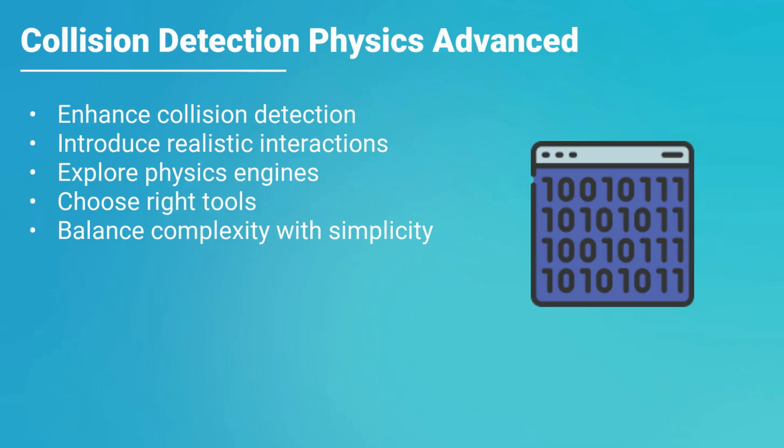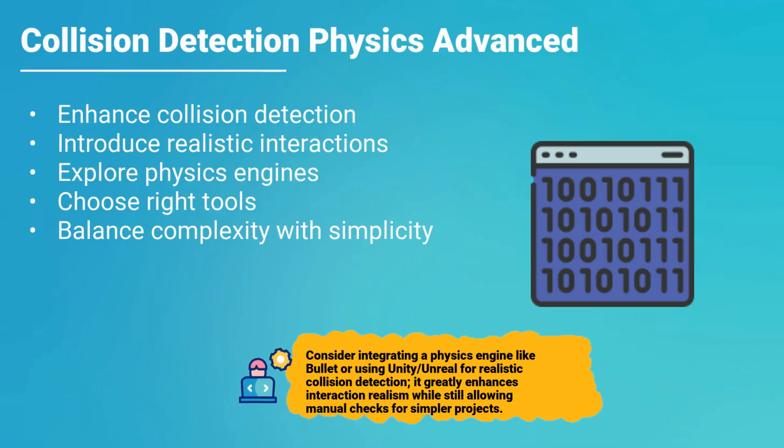In a more advanced implementation, you can truly enhance your collision detection by introducing physics. Physics engines are amazing because they can simulate realistic interactions with forces, gravity, and friction at play. If you're using a library like Bullet, or if you're integrating with engines such as Unity or Unreal, make sure to explore their physics components. They really open up the door to more sophisticated interactions.